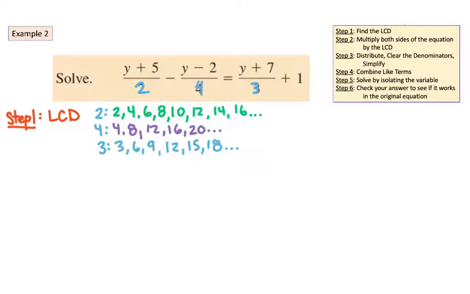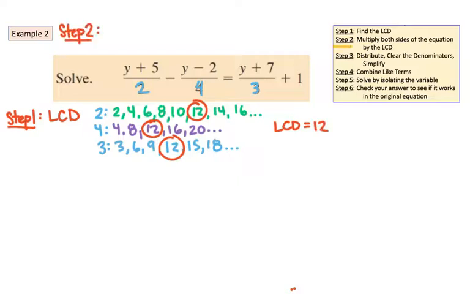Now I ask myself, what is the smallest number that's in all those lists? It's called the least common denominator. So the smallest number that I see in all the lists is 12. So that's the number I'm going to use.